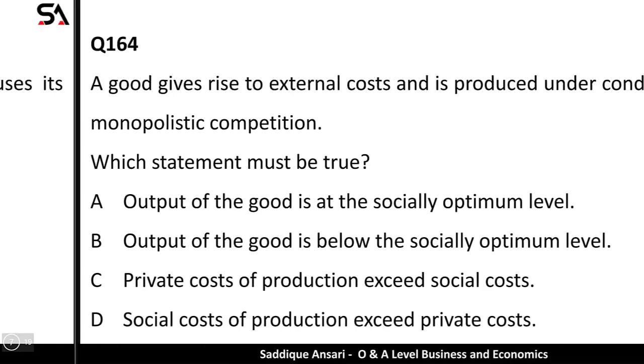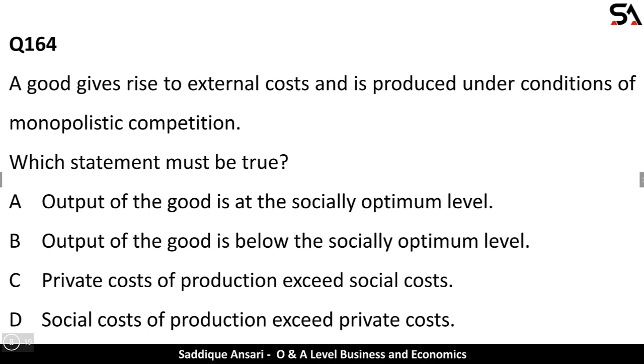Let's move to the next MCQ. A good gives rise to external cost. External cost means there is negative externality, and it is produced under conditions of monopolistic competition. So this is related to production. Which statement must be true? Output of the good is at socially optimal level. Due to externality, there will be market failure, hence output will not be produced at socially optimal level. So this is not the correct answer.